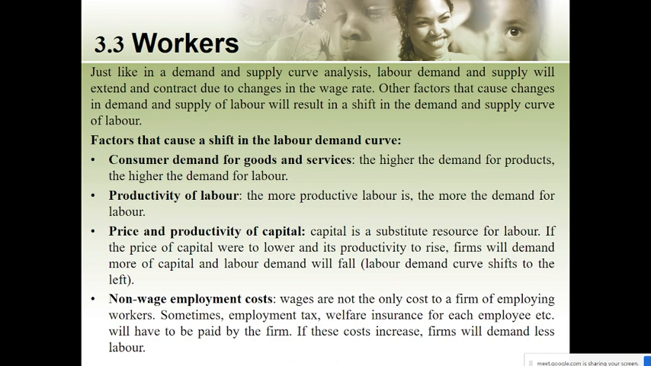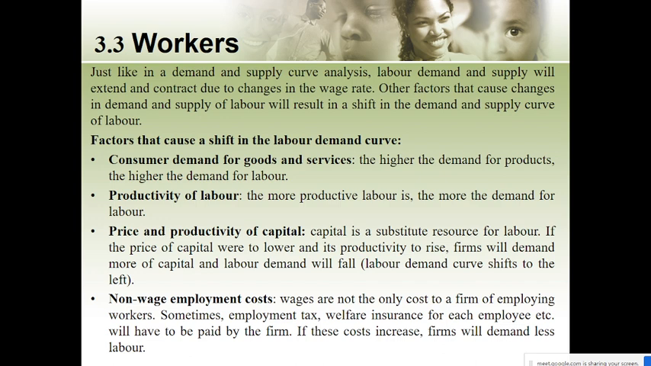Then, productivity of labor. The more productive labor is, the more demand for labor. If you are highly skilled, the market will demand you more and of course will pay you more. Is it making some sense? Okay. Price and productivity of capital. Capital is a substitute resource for labor. If the price of capital were to be lower and its productivity to rise, firms will demand more capital and the labor demand will fall. The labor demand curve shifts to the left.